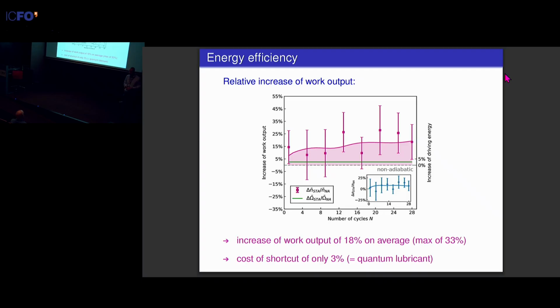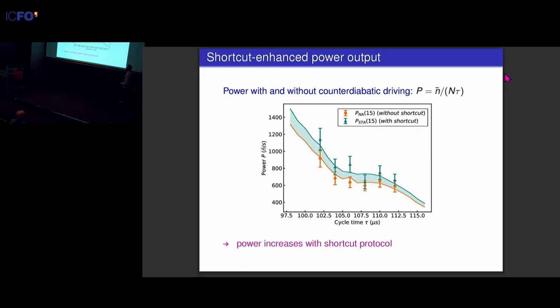So let me just stop with that for one second. You put 3% more energy into your system, and you get almost 20% more out of it. That's not bad, right? That's energy efficiency. And in a sense, the shortcut works as a quantum lubricant. You just put a few drops of oil, and then you use less fuel, and that's why you save money at the end of the trip. So now that's the second aspect of the experiment, right? We had quantum advantage a few minutes ago, and now we have energy efficiency. And we're able to combine the two aspects.